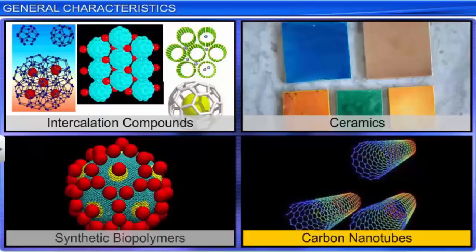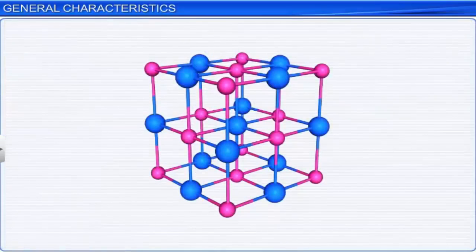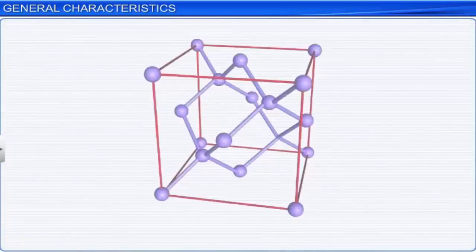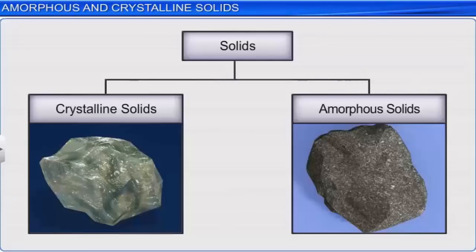Hence, the study of the structures of solids has immense significance in science and technology. Based on the arrangement of its constituents, solids are broadly classified into two categories. They are crystalline solids and amorphous solids.